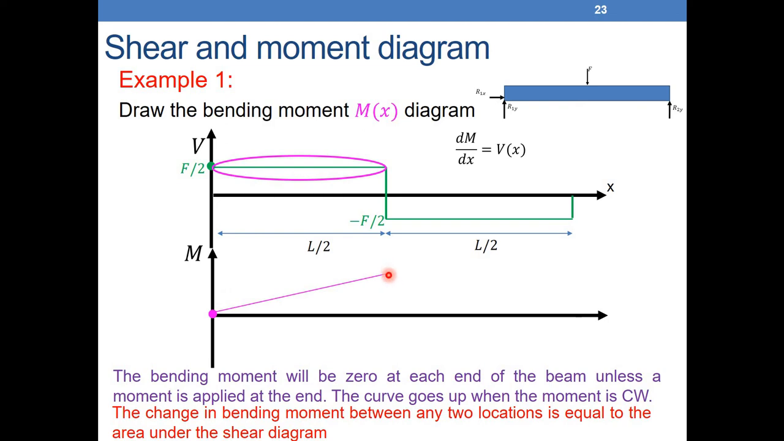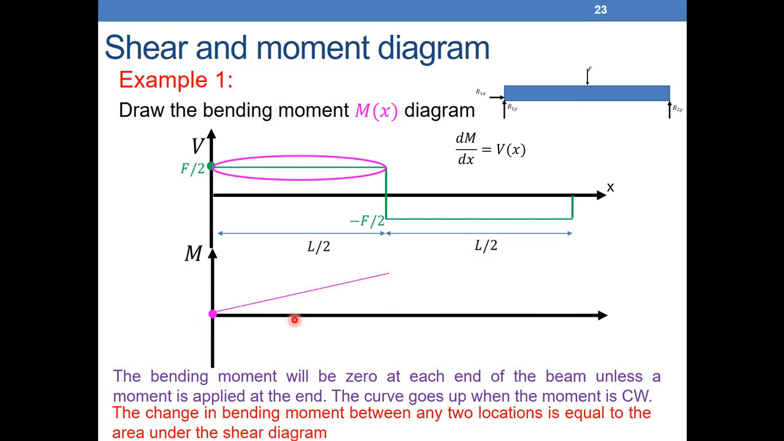Instead of doing integrations and calculations, we can directly use the second concept. The change in bending moment between any two locations is equal to the area under the shear diagram. Where's the shear diagram? This is the shear diagram. What are the locations that we are trying to find here? We know that the moment is 0 here, and we need to find the moment after L over 2. So these are the two locations we are talking about, between 0 and L over 2.